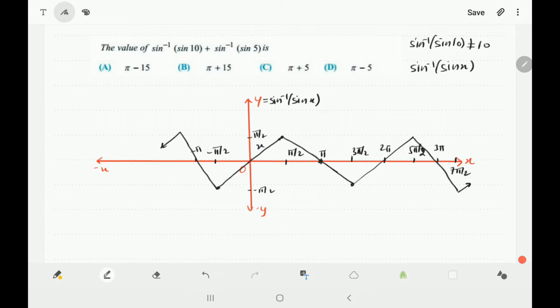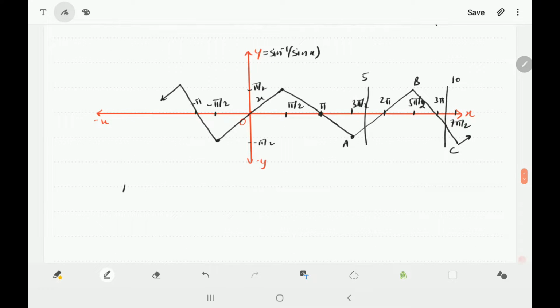Now we have to find the value of sine inverse sine 10 as well as sine inverse sine 5. So 10 will come on this line here, and 5 will be on this line, because 5 is less than 2 pi but greater than 3 pi by 2. Let's consider this line as AB and this line as BC. The equation of AB: this is a line parallel to y equals x, and this line is below. How much below? It is 2 pi below, so it will be y equals x minus 2 pi.